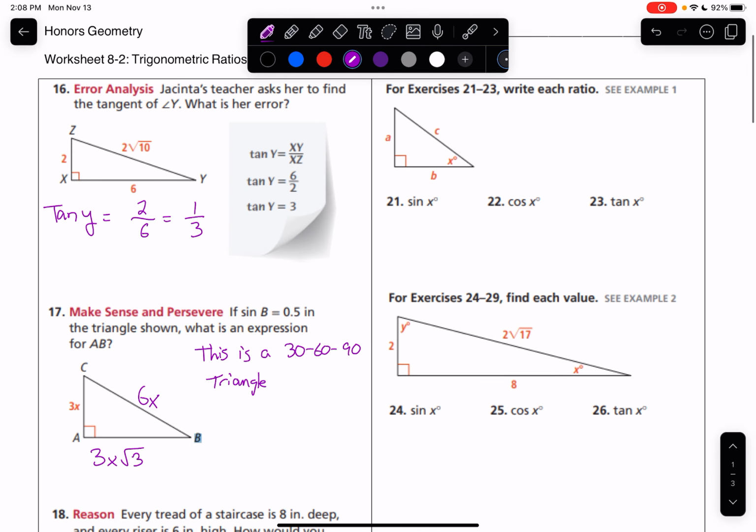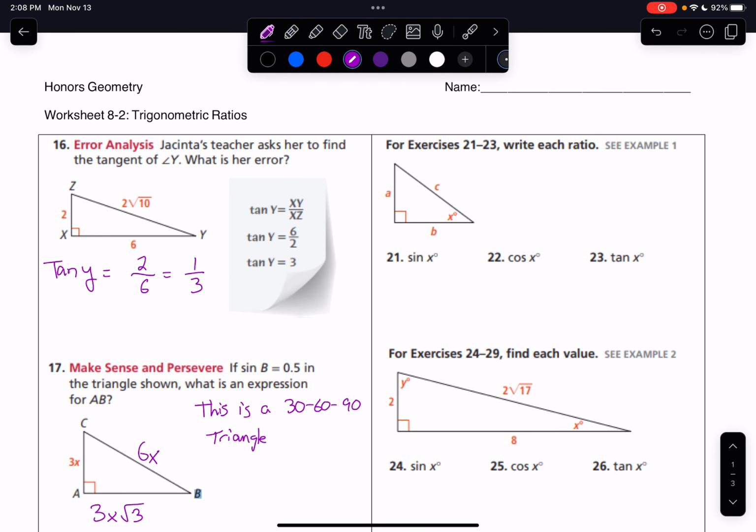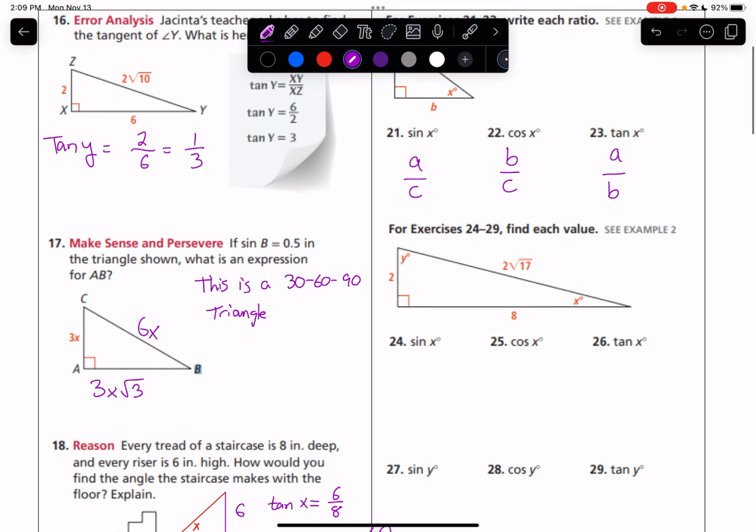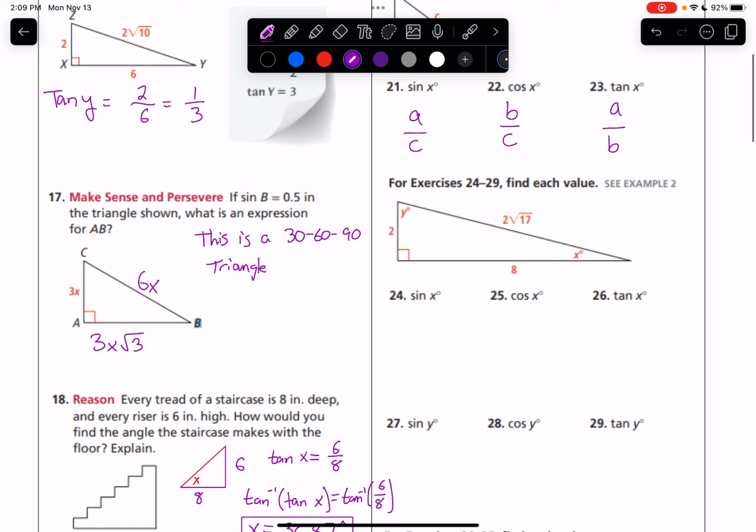Here we're going to write each ratio. If we're standing on x, sine is opposite over hypotenuse, or A over C. Cosine is adjacent over hypotenuse, or B over C. And tangent is opposite over adjacent, or A over B. So easy stuff there. Then for 24 over 29, we want to find each value. And luckily for us, we know all three side lengths.